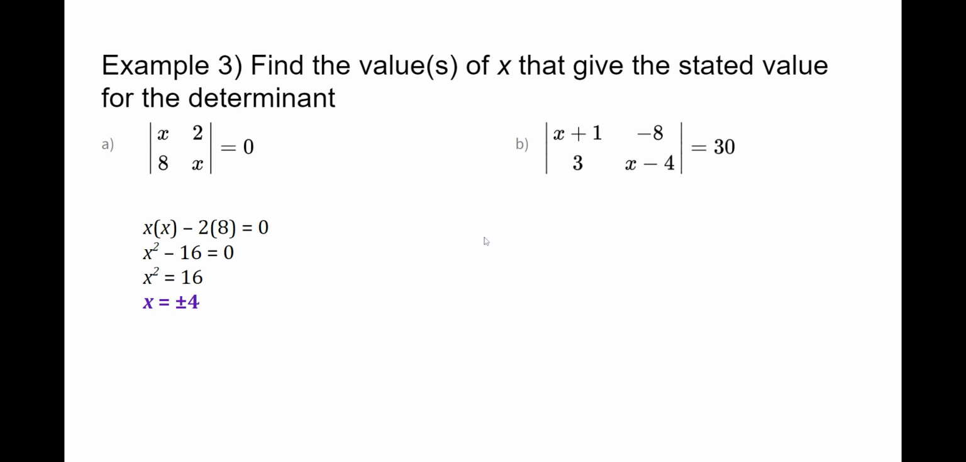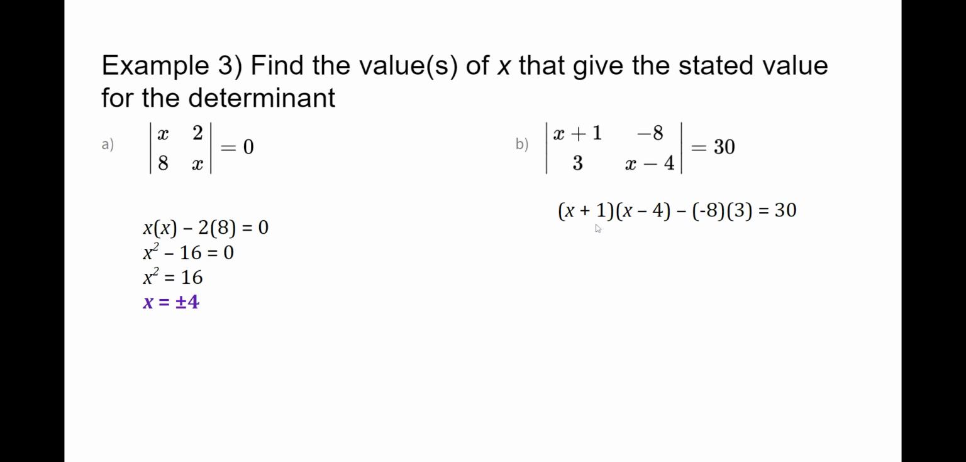For example B, this time the first row of our matrix is x plus 1 and then negative 8. The second row of our matrix is 3, then x minus 4, and we want the determinant to equal 30. So if we set this up as an equation by finding the determinant, multiply our first diagonal, x plus 1 times x minus 4, minus multiply our second diagonal, negative 8 times 3, we want that to equal 30.